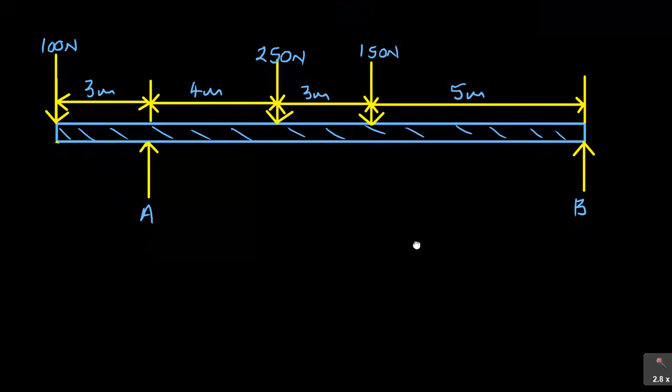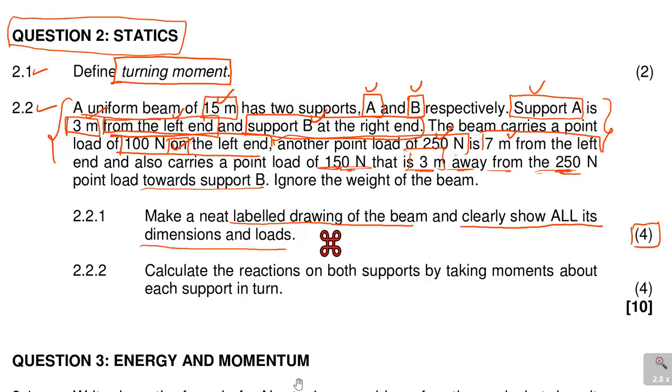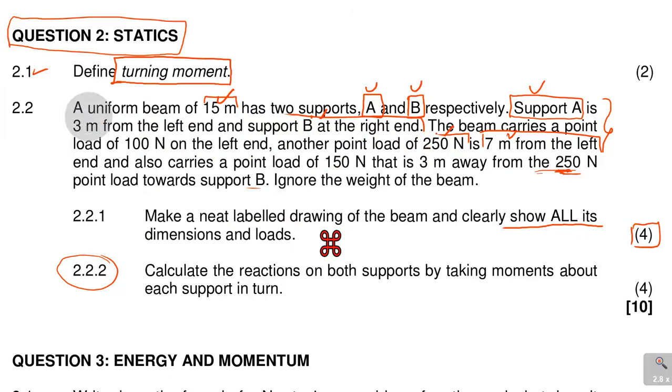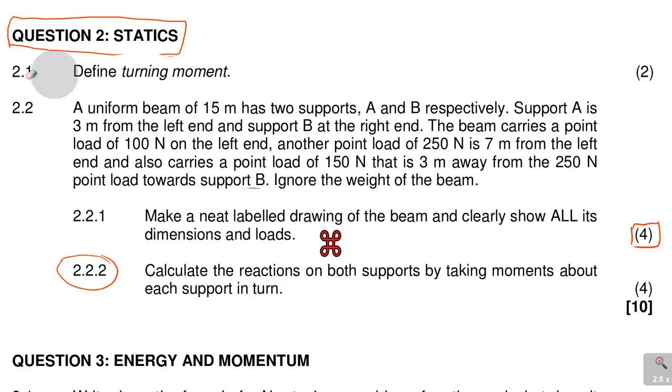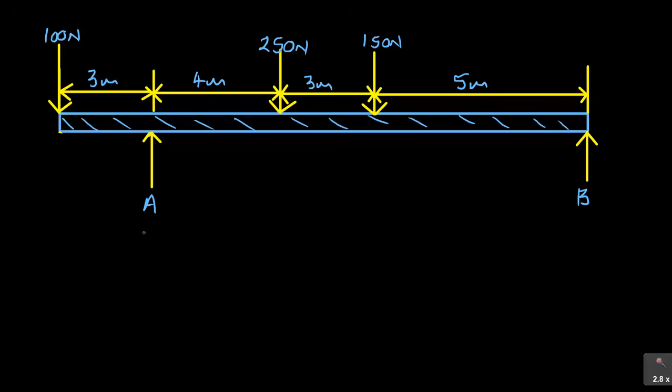So your question that follows is based on that. Let's remove that. So we are done with this. Let's look at the next question. 3.2.2, the question says, calculate the reactions on both supports by taking moments about each support in turn. So this is now 4 marks. The main thing now is the calculations. So how do you go about the calculations?